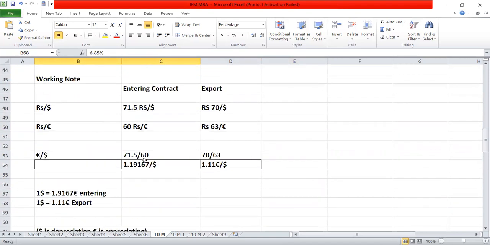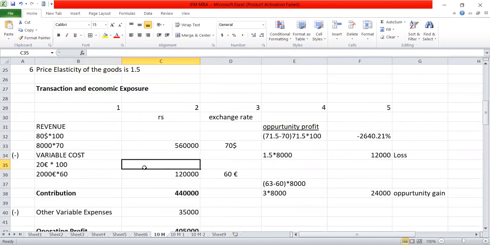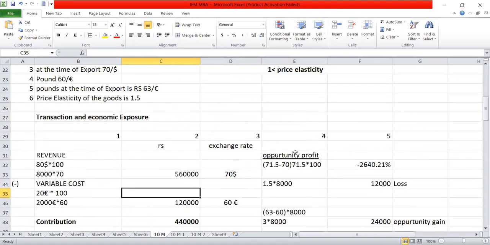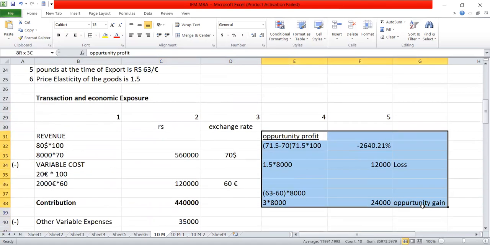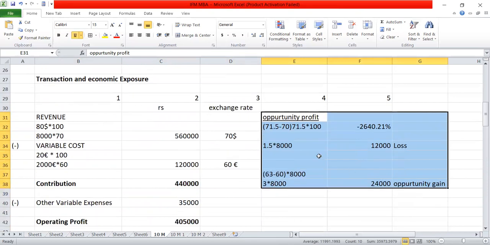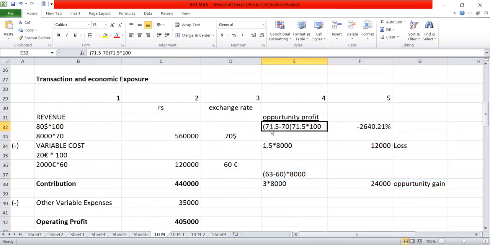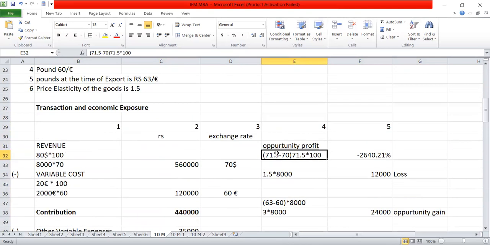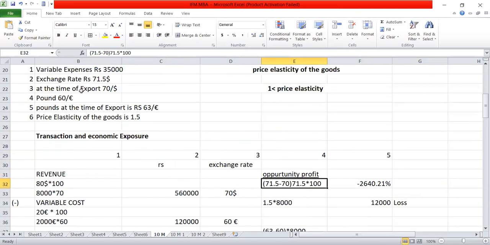So the next thing we have to focus on is the opportunity profit or loss. So what is the opportunity profit or loss of this project? Now see, the very important thing is 71.5 when they are exporting the goods. At the time of export, the exchange rate was 71.5. It means if they would have sold these 8,000 products at this rate, they would have earned more money. But what happened at the time of export, it reduced to 70 rupees. It means 1.5 rupees got reduced. It means it's a loss, no?